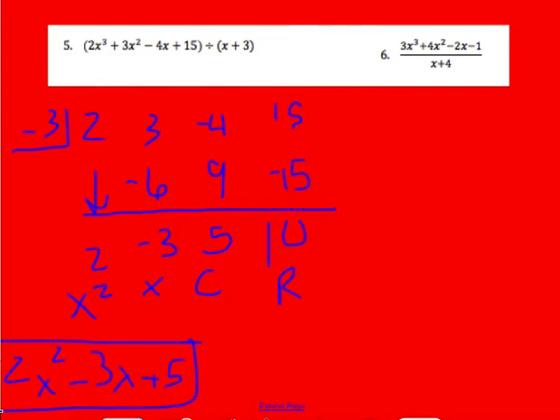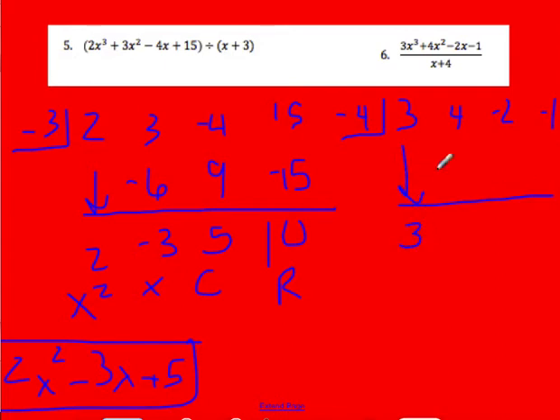Okay, so next let's take a look at number 6. So my opposite is going to be negative 4 here. And then I need to put my coefficients in. So I have 3, 4, negative 2, and negative 1. So let's go ahead and put that in. So we're going to take this 3 and drop it down.